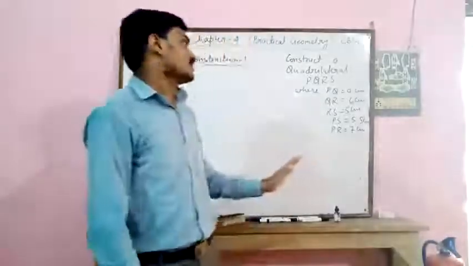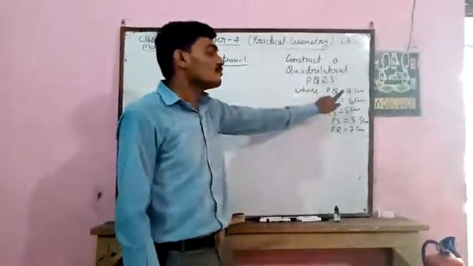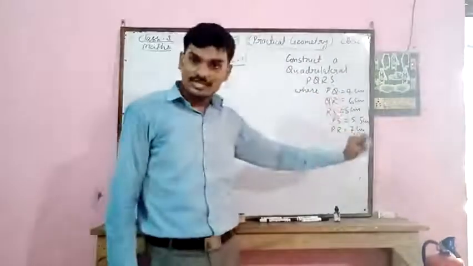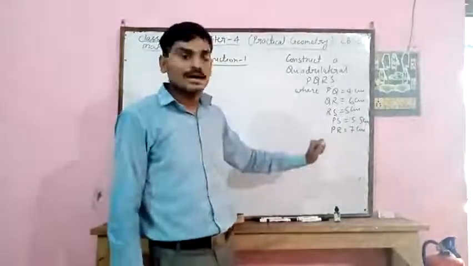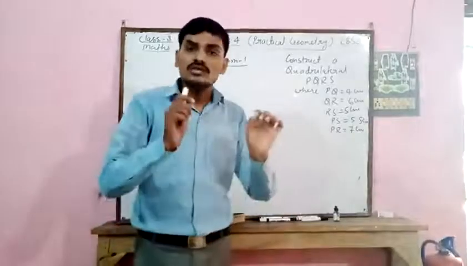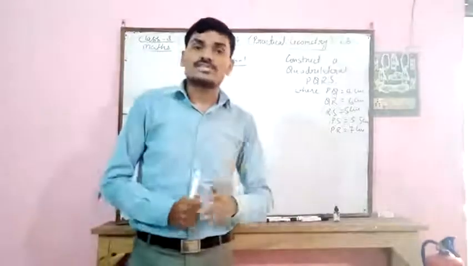So first construction: construct a quadrilateral PQRS where PQ is equal to 4 cm, QR is equal to 6 cm, RS is equal to 5 cm, PS is equal to 5.5 cm and PR is equal to 7 cm. So let's start the quadrilateral construction.